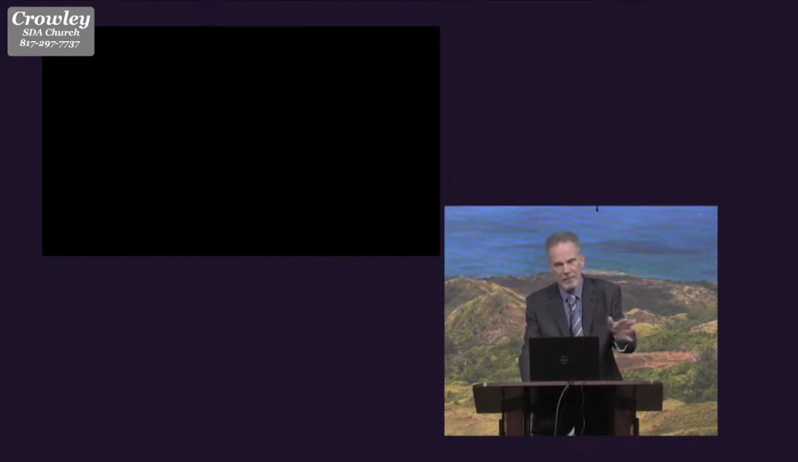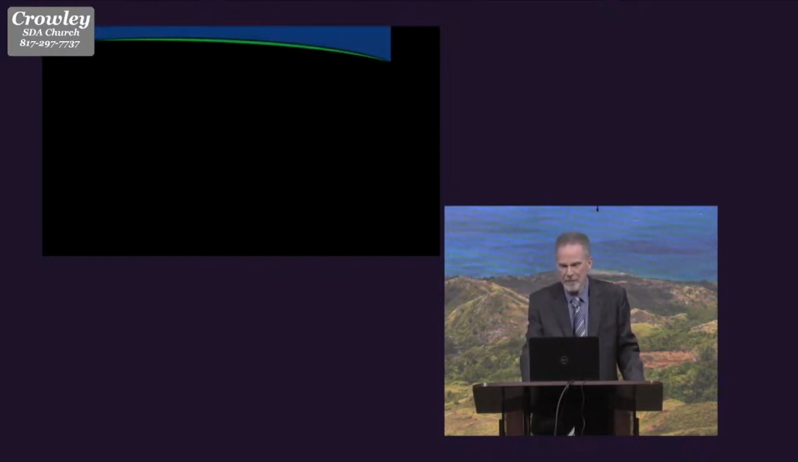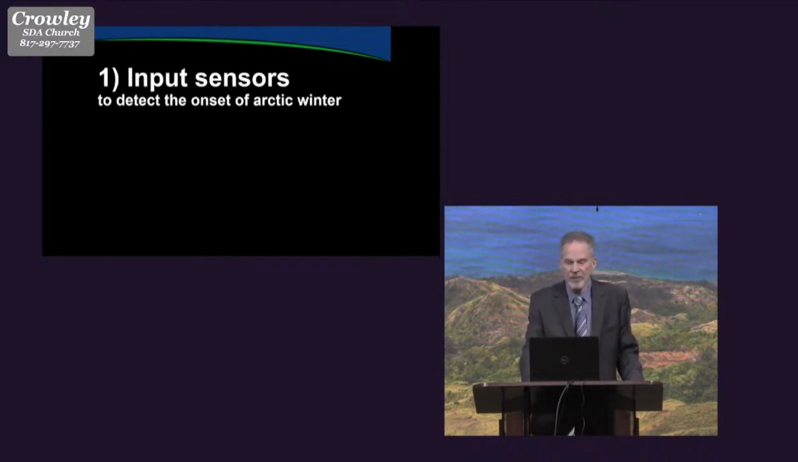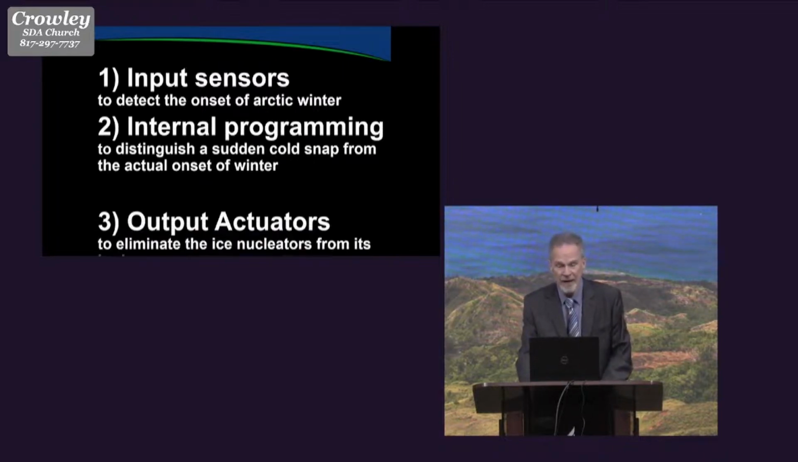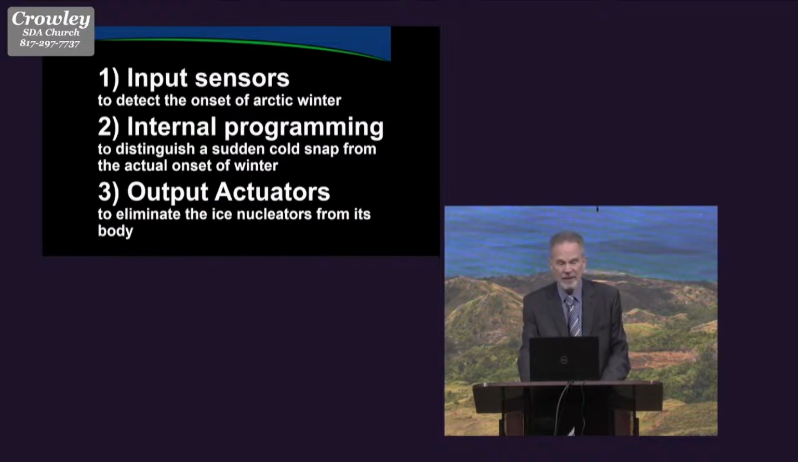I say pretty cool, no pun intended, right? How does this little ground squirrel survive? Because it has input sensors to detect the onset of Arctic winter. It has internal programming to distinguish a sudden cold snap from the actual onset of winter. And it has output actuators to eliminate the ice nucleators from its body.